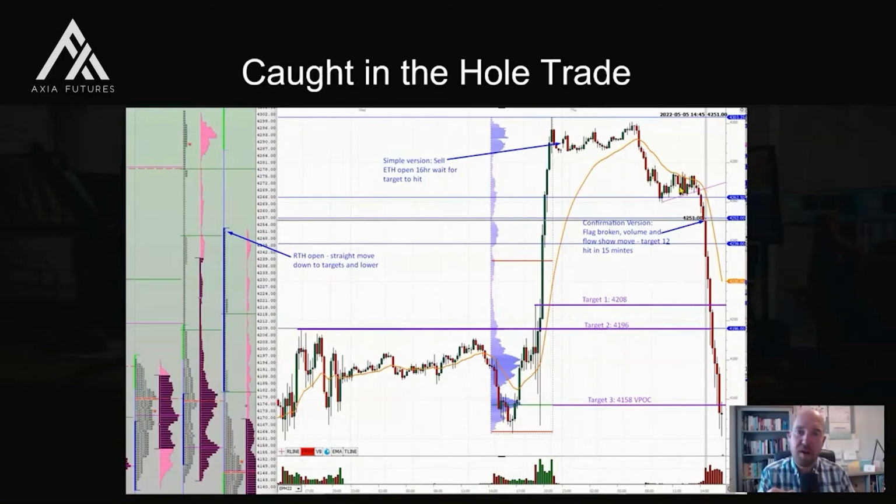If you wait for the regular trading hours where the flow comes in, the volume comes in, we open the regular trading hours at 52 and we move straight down. 45 minutes, you achieve the target. So there's 16 hours or there's 45 minutes. And that makes a massive difference because when you can see that the trade is already in play, now you can be very, very confident.